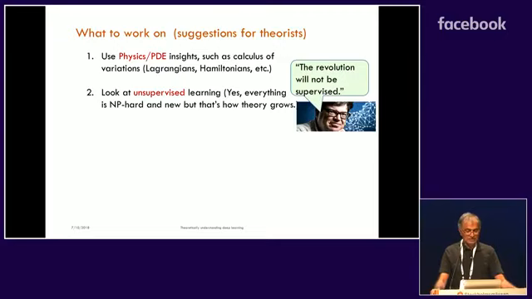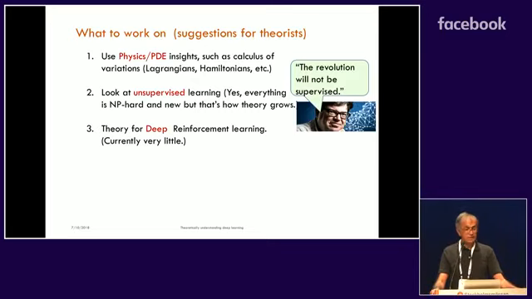And yes, everything is NP-hard and new, but that's how theory will grow. As Jan says, the revolution will not be supervised. Theory for deep reinforcement learning: currently, there's very little, and it seems everything there is not just NP-hard, but maybe even PSPACE-hard, even harder. So it's very tricky to do theory there, but I think it's worthwhile. And probably one has to start, as Ben Recht is doing, with simple linear models or something like that, and do the theory there.